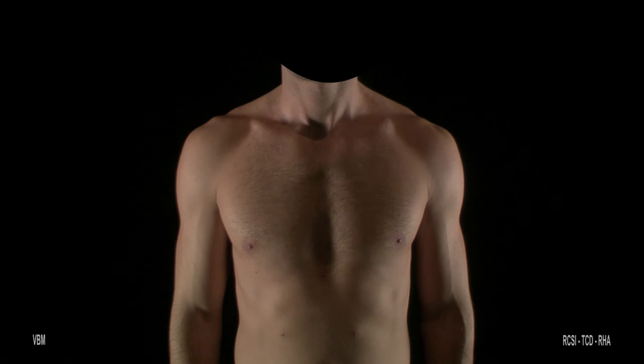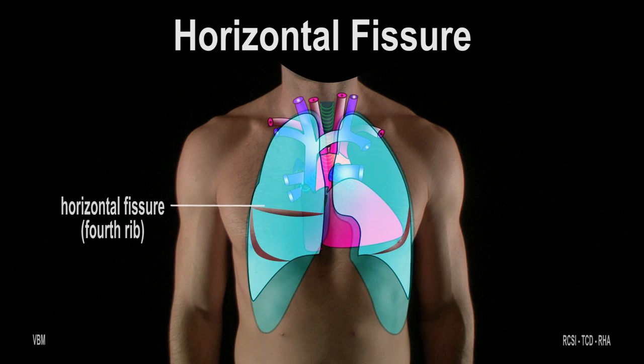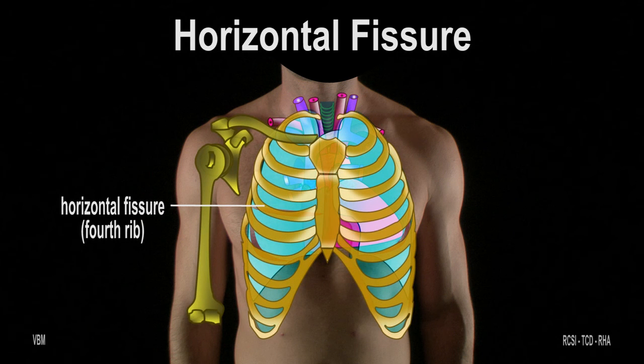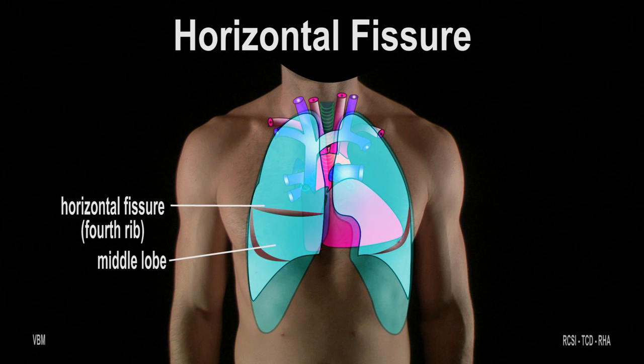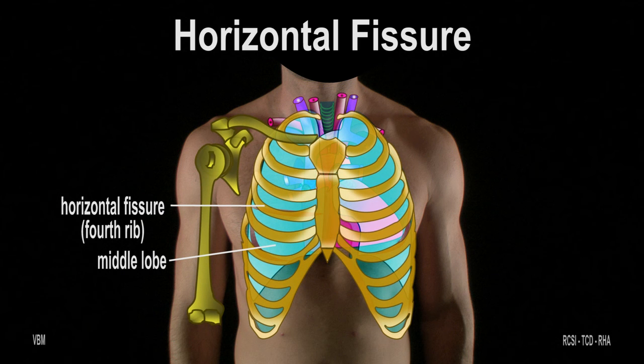Horizontal fissure. The horizontal fissure follows the contour of the 4th rib and the costal cartilage. The surface marking of the middle lobe can be located by placing your left hand between the 4th and the 6th rib on the right side. Note, the nipple lies in the 4th intercostal space.